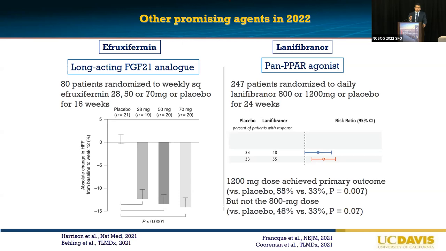And the pan-PPAR agonist, which is lanifibranor, 247 patients randomized to daily 800 or 1200 milligrams compared to the placebo, and the 1200 milligram had a significant improvement. It did achieve its primary outcome, which is the SAF score, versus the placebo of 55% versus 33%. And they all showed a trend towards improvement with the drug.